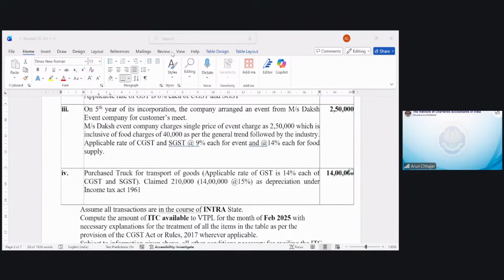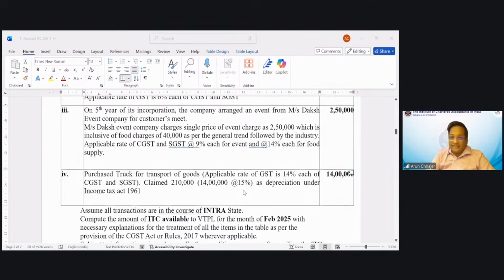So what would be your answer? Now what would be your answer? Will you give the ITC or will you not give the ITC? He can take the ITC on 14 lakhs, right? He can take the ITC on 14 lakhs.